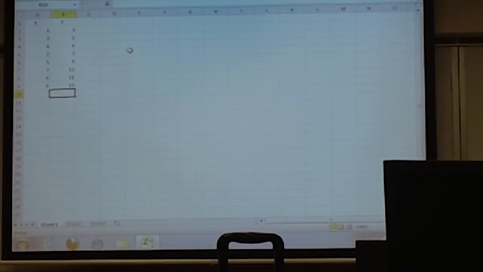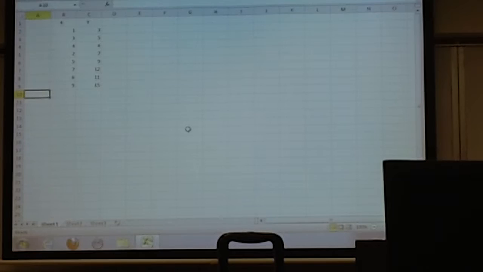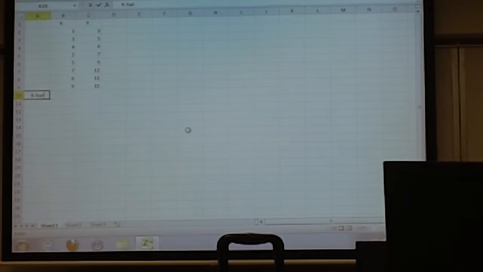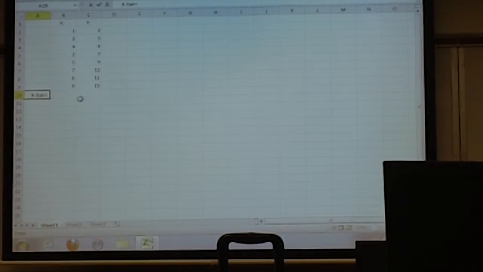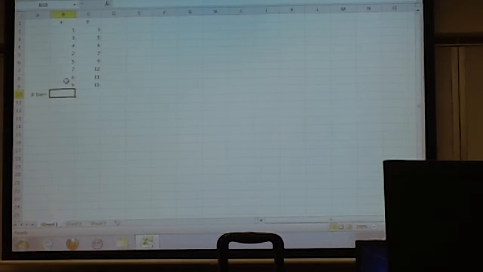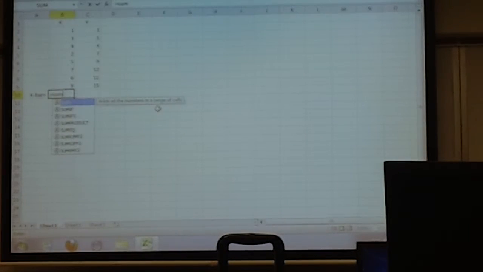So this is our data, right? Now, in order to do this, we have to form the matrix. We need X bar, sum of Xi, sum of Xi squared, and Y bar. So first, let's look at our X bar and Y bar. Add these numbers up and divide by 8. 8 numbers.